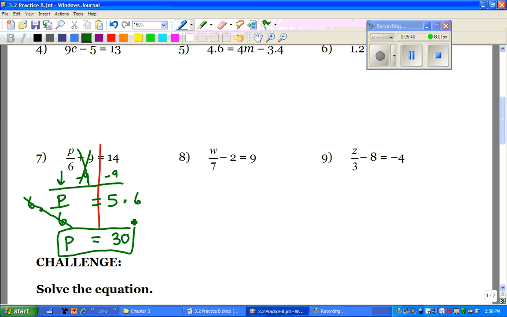These are two-step equations. Make sure you follow both steps for solving all of these problems. Thank you.